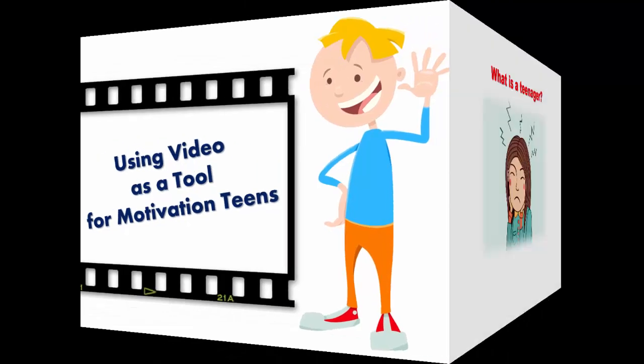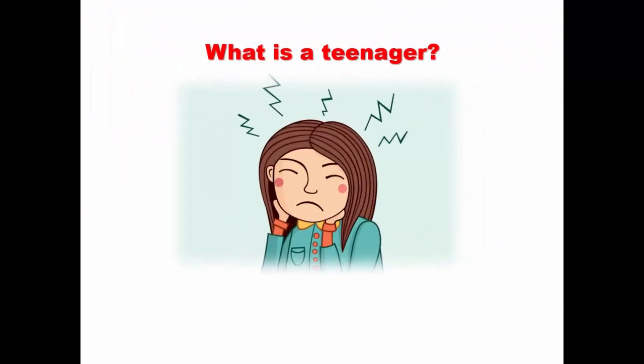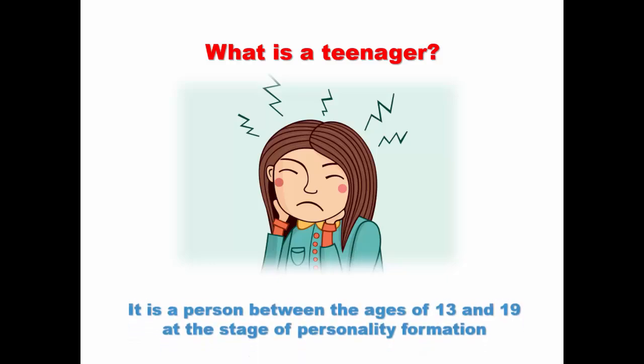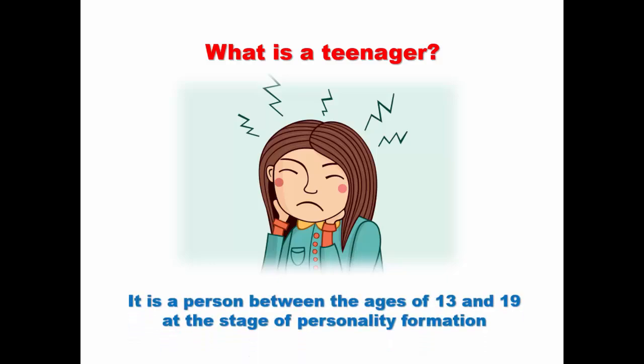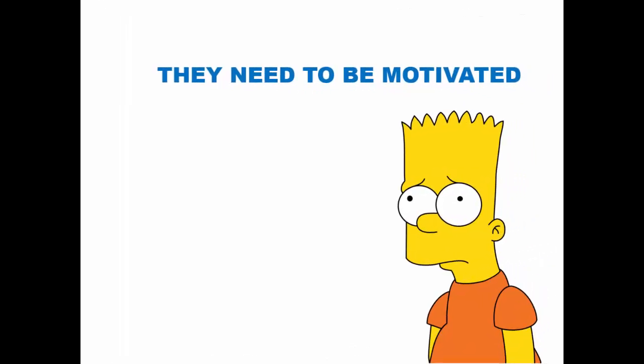What is a teenager? It is a person between the ages of 13 and 19 at the stage of personality formation. If small children, in spite of everything, just want to please adults, then teenagers should want something themselves. They need to be motivated, as in any subject, studying English also requires motivation for success.